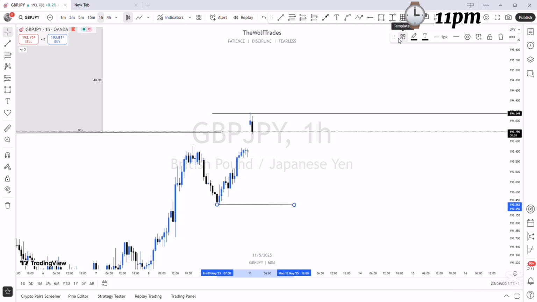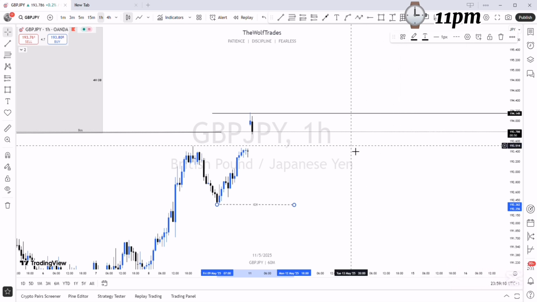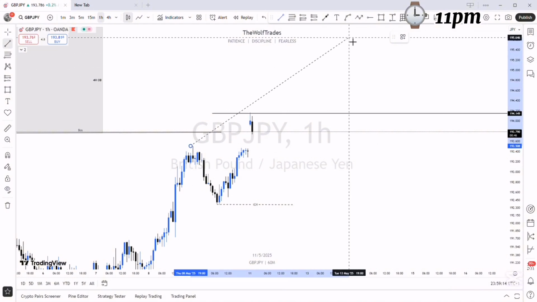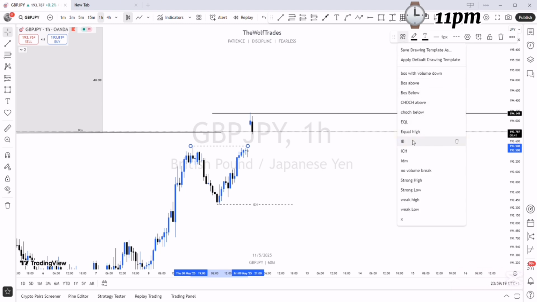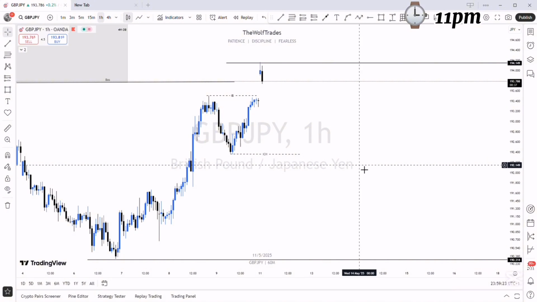And in my intent, that's the low I'll be looking for price to break before I take my sell. So that's the low, my change of character low, and price has already given a break of structure, an internal break of structure.